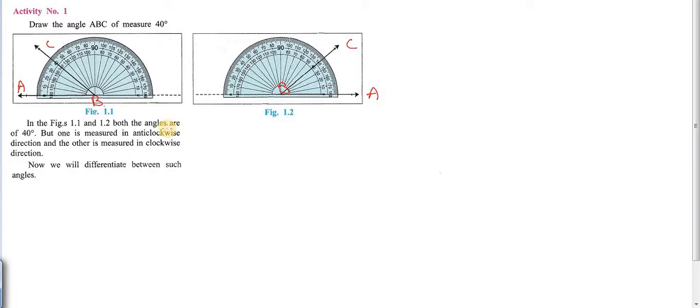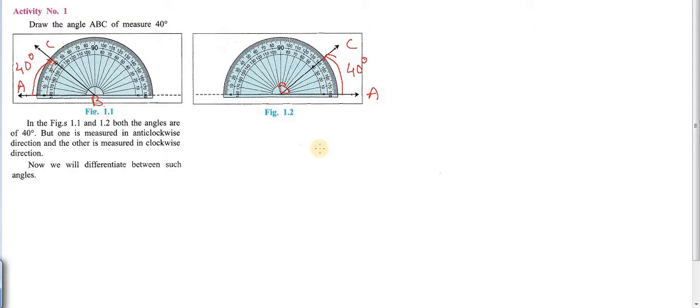Now let us try to draw an angle of measure 40 degree. Now in figure 1.1, the measurement of angle ABC is measured in clockwise direction and its measure is 40 degree. In figure 1.2, the angle is measured in anti-clockwise direction and its measurement is 40 degree.